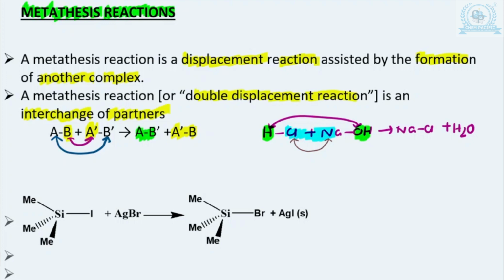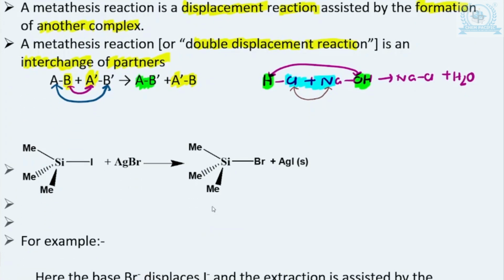Here I have taken an example for you, like this. When this reacts with AgBr, again you see these two are now exchanging among themselves and getting bonded with each other, resulting in the formation of metathesis. This is an example of a metathesis reaction. Very simple, just the exchange of the partners.